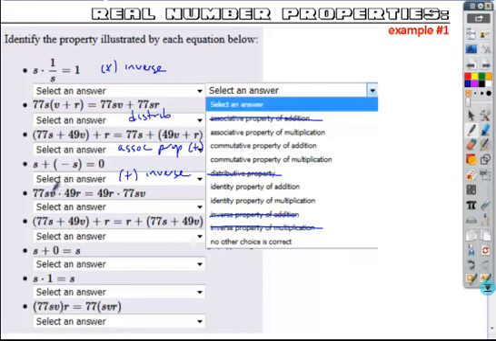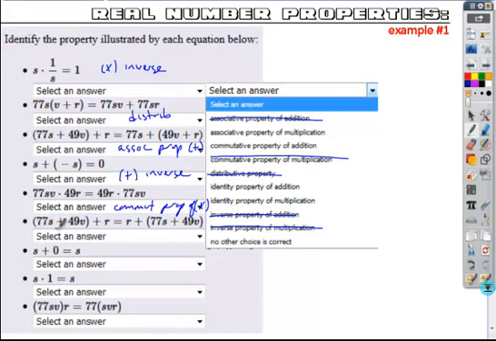Okay, next we have these two factors that are being multiplied here. We have the same two factors being multiplied, but we switch their order. An order change is commutative property. And this is a multiplication, so it's commutative property of multiplication here.